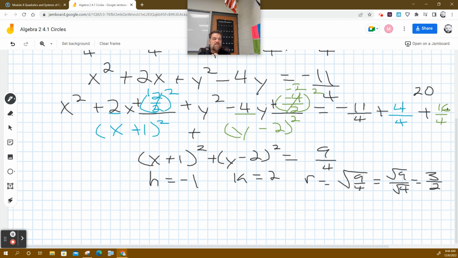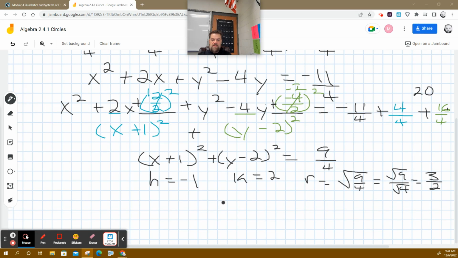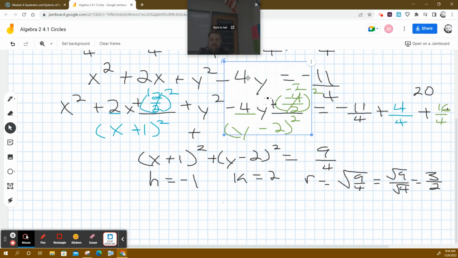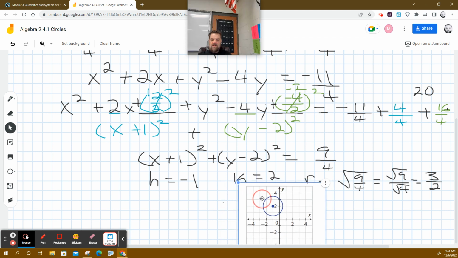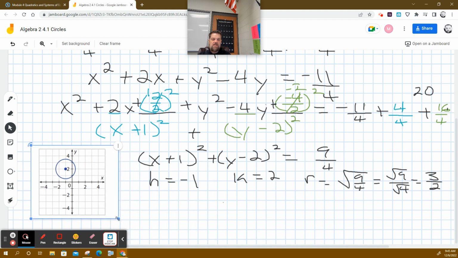Now, the graph on this one's going to be a little more challenging. I'm just going to copy the one out of your book. Okay. But basically, the center's right, but it'll look like this. The center is going to be right here at negative 1, 2, and then the radius is going to be 1.5. Okay, and that's it. Any questions on that one? I'm going to put it over here so you guys can see it. Make it a little bigger.